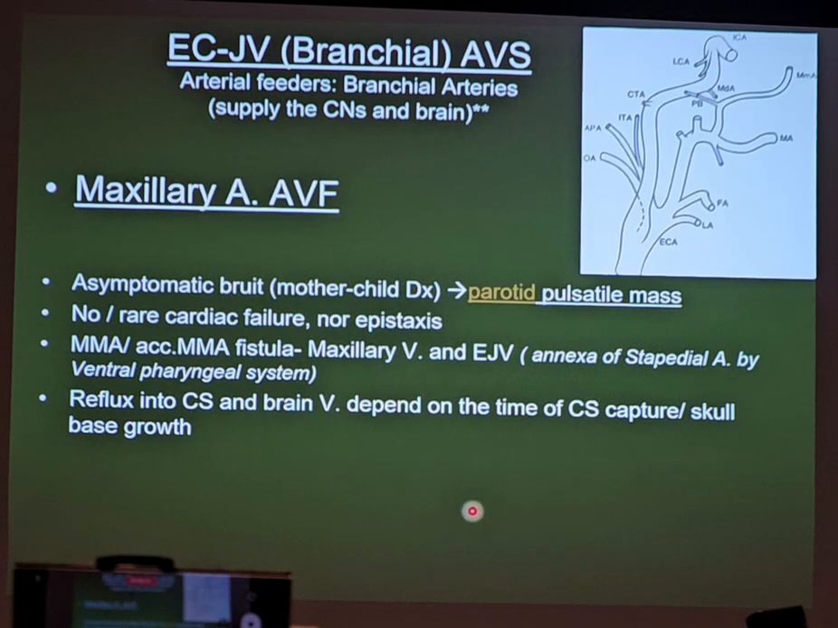Now we come to the maxillary artery, which seems to be the most common artery that has this condition compared to all the rest of the arteries. One of the presenting symptoms is the parotid swelling in your cheek, and this is the possibility of arterial and venous drainage.